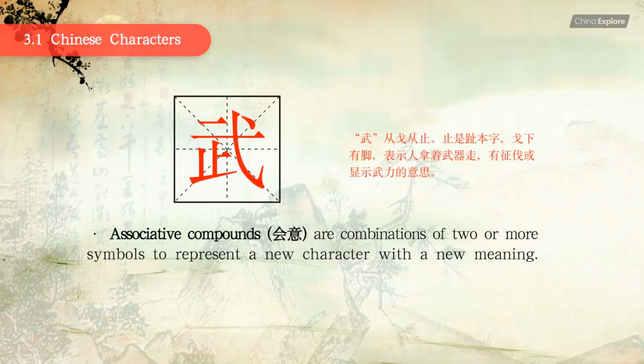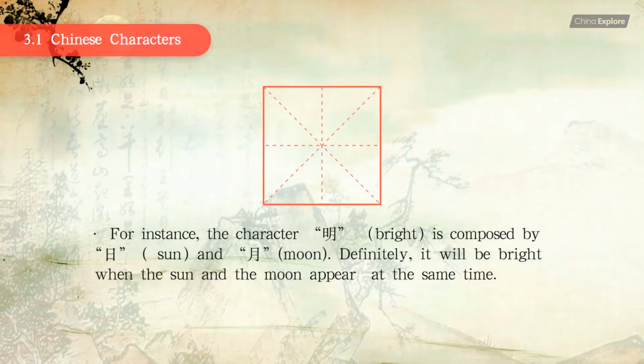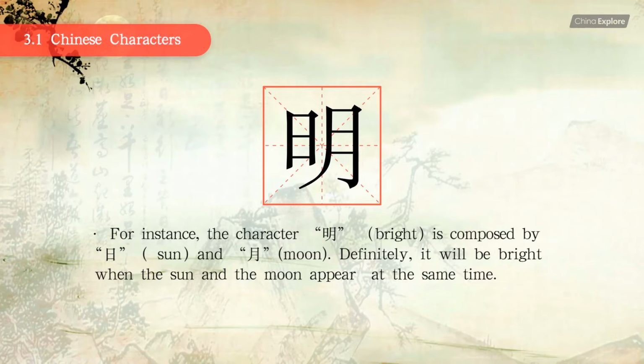Associative compounds, 会意, are combinations of 2 or more symbols to represent a new character with a new meaning. For instance, the character 明, bright, is composed of 日, sun, and 月, moon. Definitely, it will be bright when the sun and the moon appear at the same time.